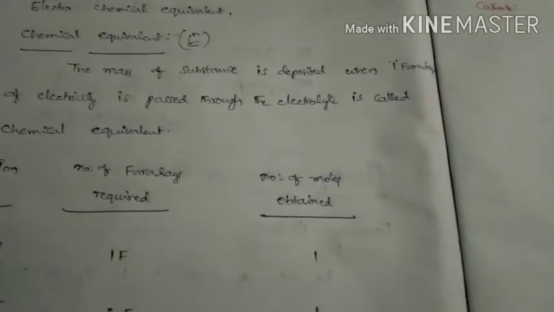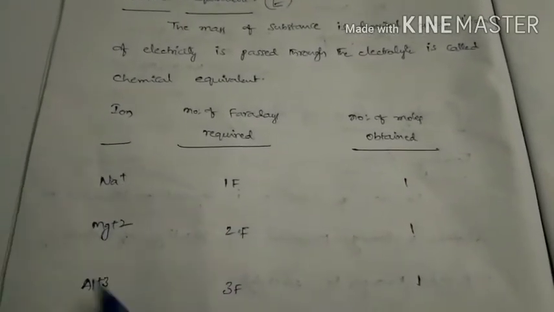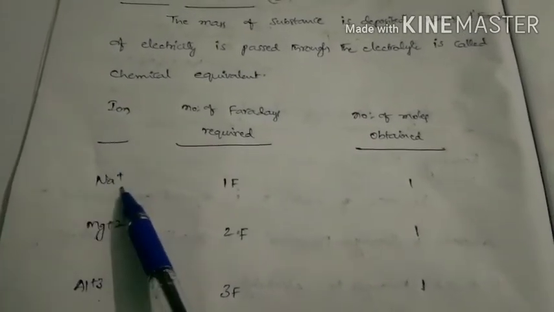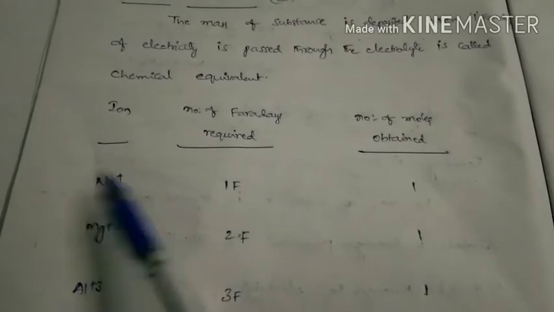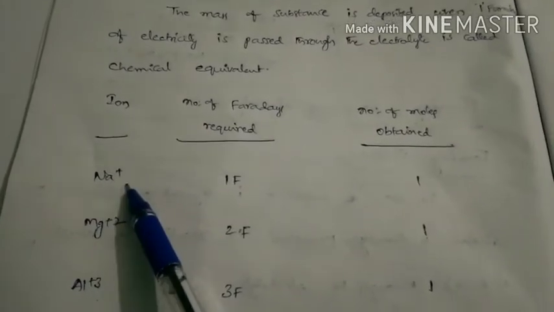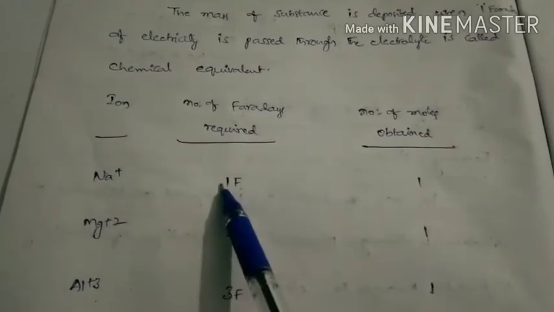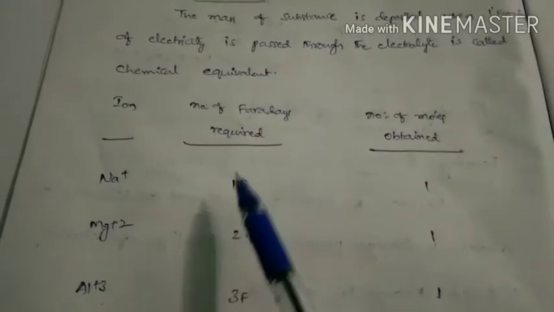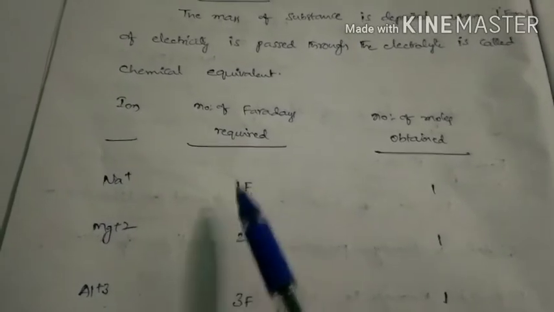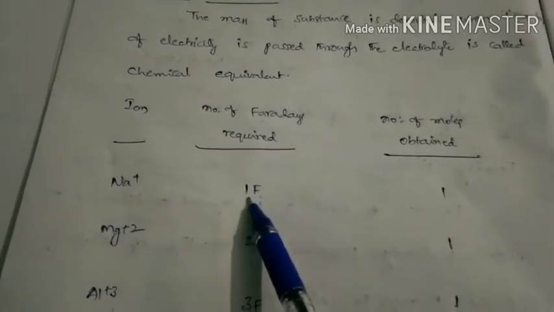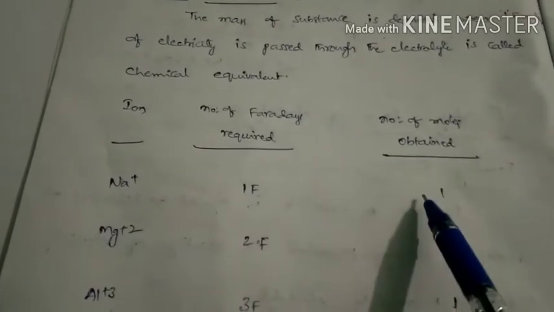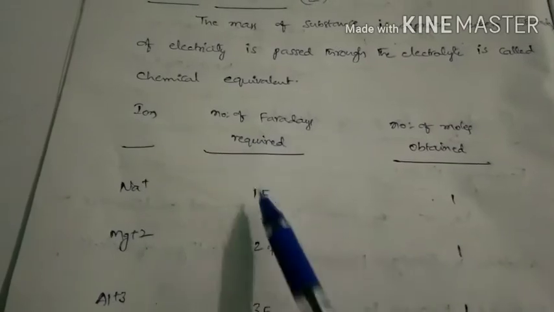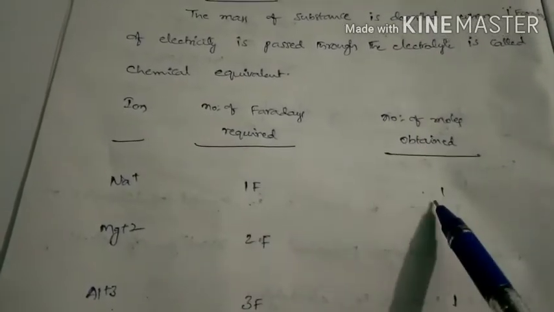Here are some points regarding ions. Suppose we have Na plus ion, Mg plus 2 ion, Al plus 3 ion. Suppose I want 1 mole of Na; for that I should pass 1 Faraday, which is 96,500 coulombs, that is 1 mole of electrons. If you pass 1 mole of electrons to 1 mole of Na plus ions, then you get 1 mole of sodium atoms. So for Na plus ion, it needs 1 Faraday.